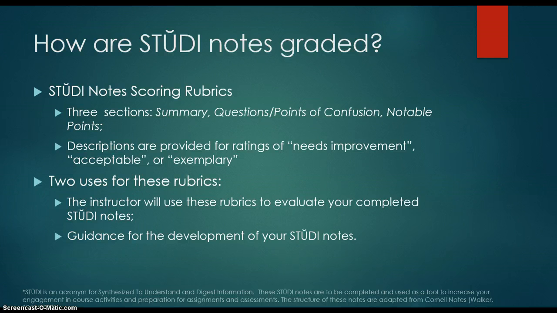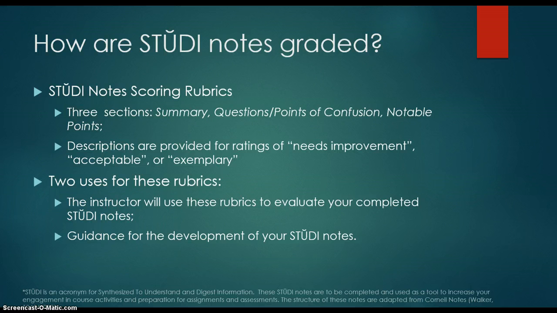These study notes will be graded, and how will they be graded? Well, we'll utilize rubrics. The rubrics are specifically designed for the study notes. Therefore, for each study notes chapter, there's an accompanying rubric that has 3 sections similar to what are on the study notes chapters: summary, questions or points of confusion, and notable points. There are descriptions provided for ratings of needs improvement, acceptable or exemplary.